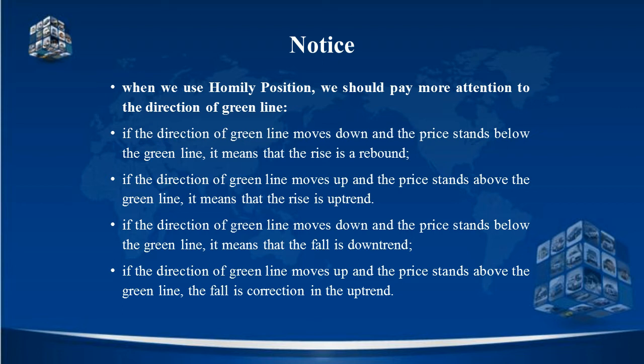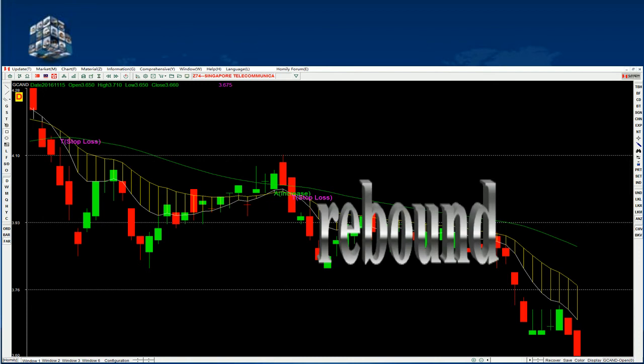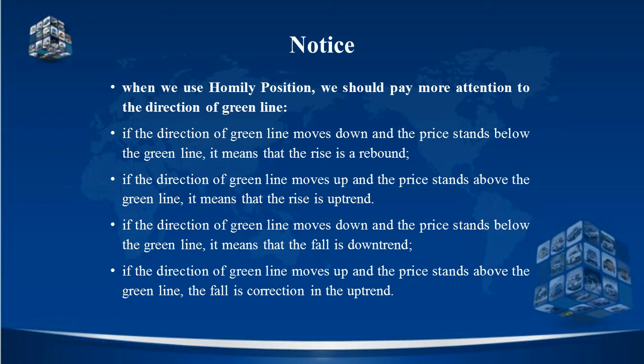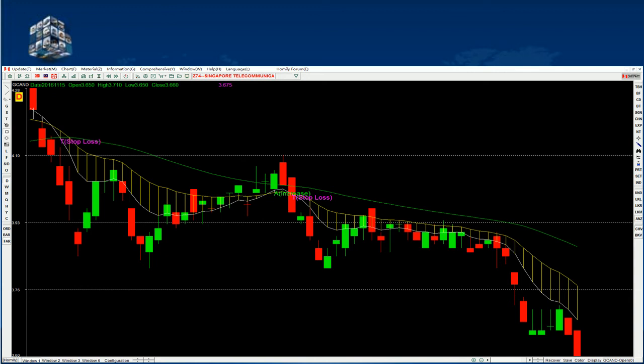So let's see this example. This is only a rebound. We can see here, the green line is down, right? Then you can see here. So we see the next one. Okay, see the rebound, right? Why do we say this is a rebound? Because the green line is down, right? So you can see the price up. This is only a rebound. You cannot keep it for a long time.